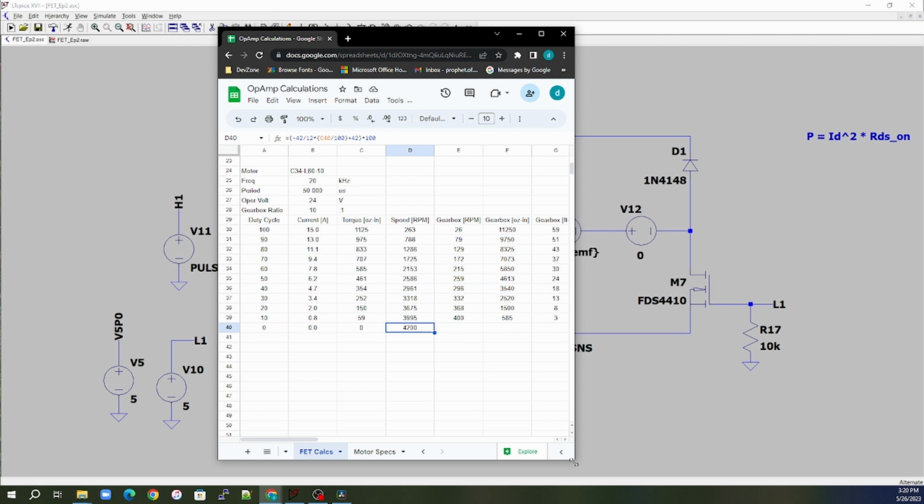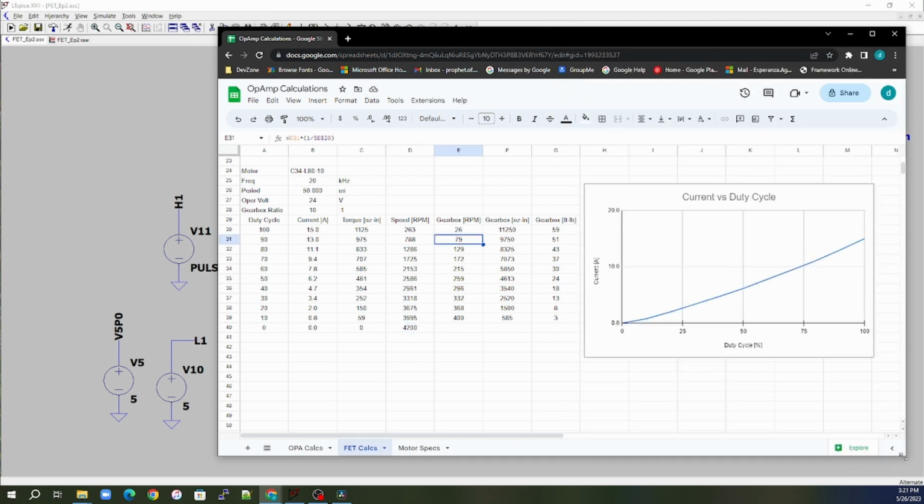So of course, what do we use this information for on the motor? Well, usually we want to use a motor to spin something.